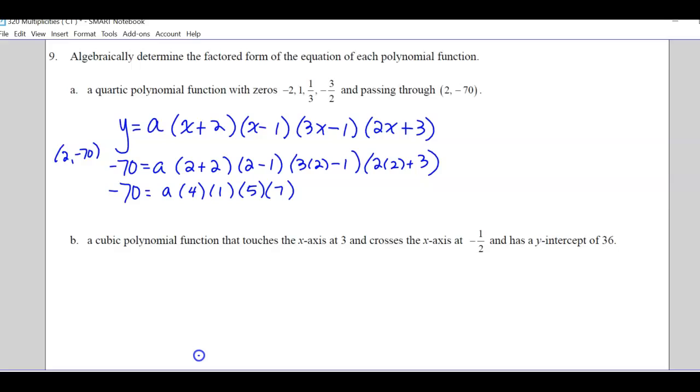Okay, so that's going to be 35 times 4 is 140. Okay, so then a equals negative 1/2. And then always rewrite your polynomial function with the a value in there.